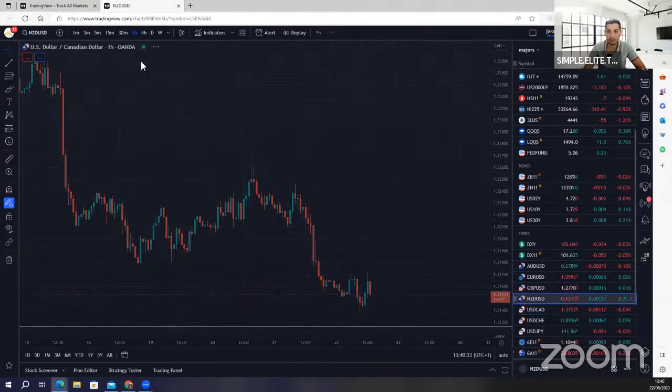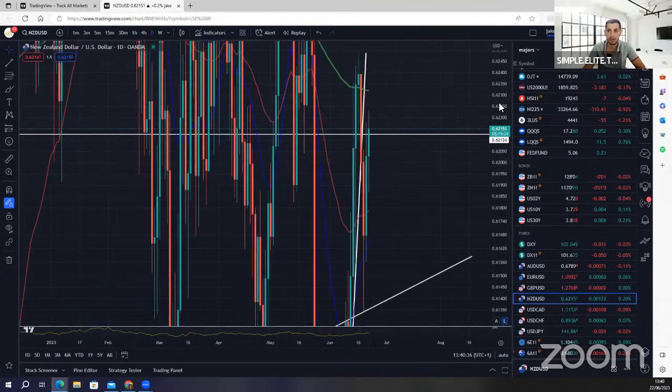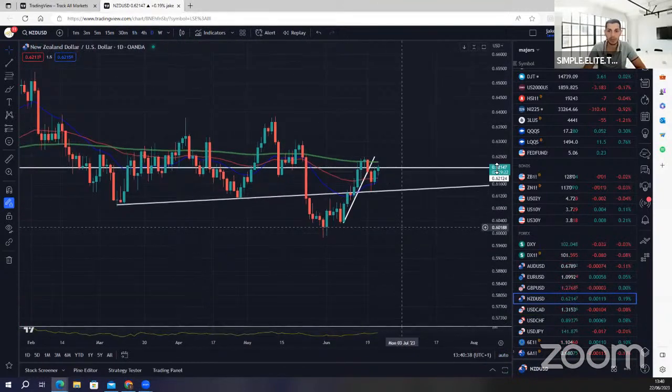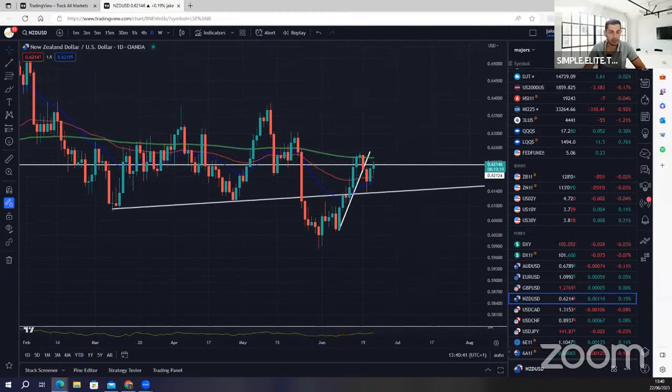So New Zealand US dollar, daily time frame, as we said as well. If it starts to break above this 0.62, I will be on the long side of the New Zealand dollar, because this looks like a change of trend. If it breaks this previous point, it's confirming the direction of the uptrend. So just waiting time for the Kiwi as well.